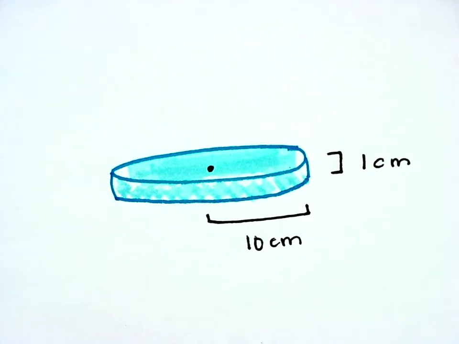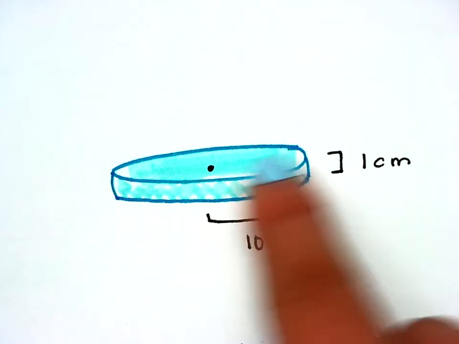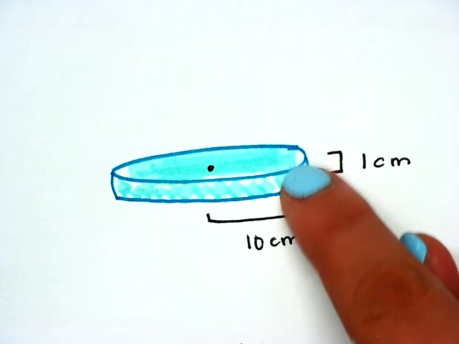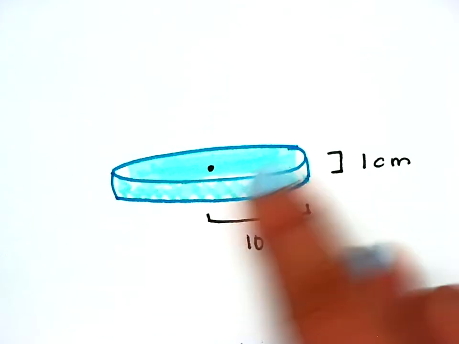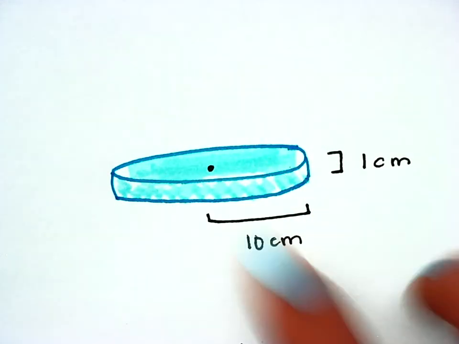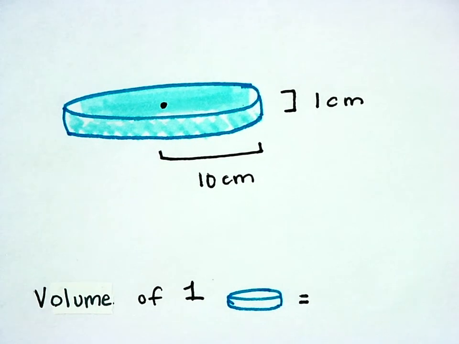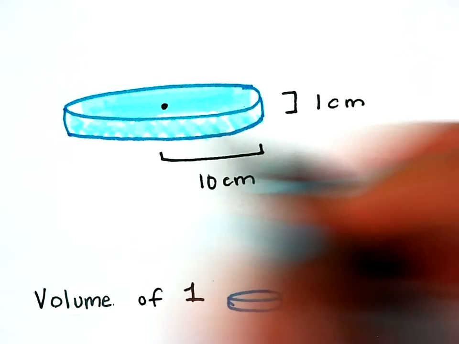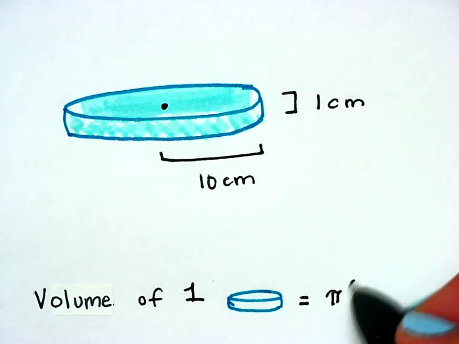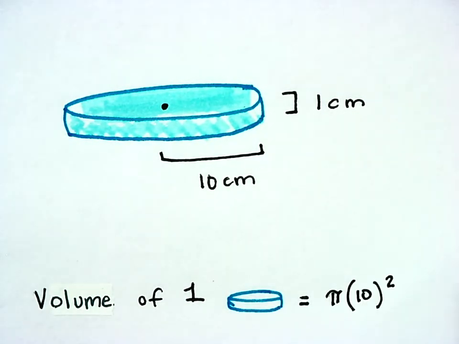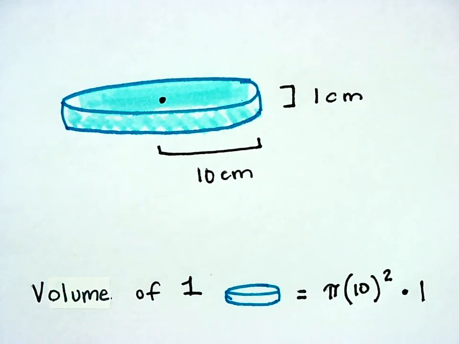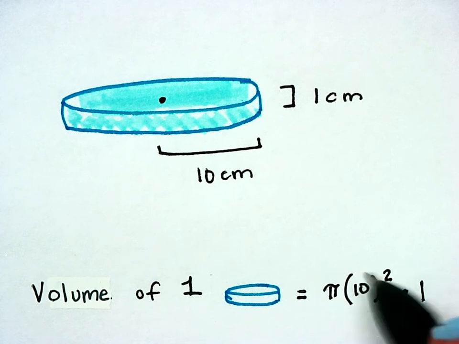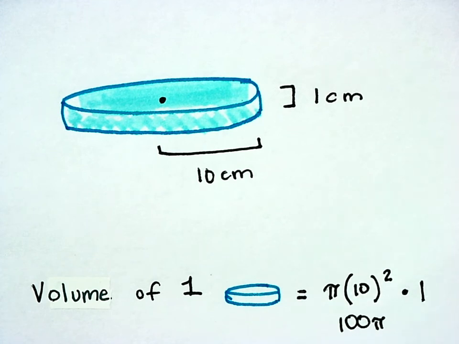If I wanted to know the volume of this object, volume tells us we take the area of the base and how tall it is, right? So we need the area of this circle, and then we multiply it by 1 for this object. I'm going to take pi r squared, the area of the circle, and then multiply that by 1 centimeter. That's not going to change the value. So my volume is going to be 100 pi.